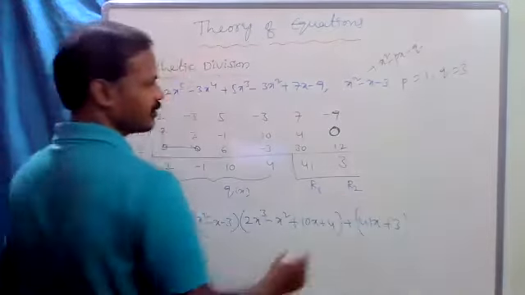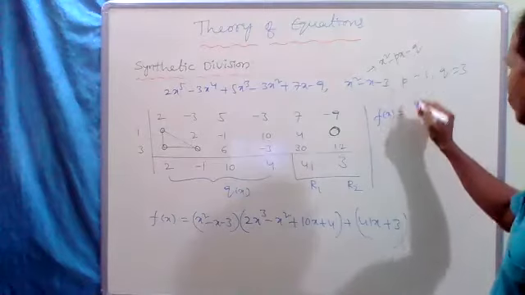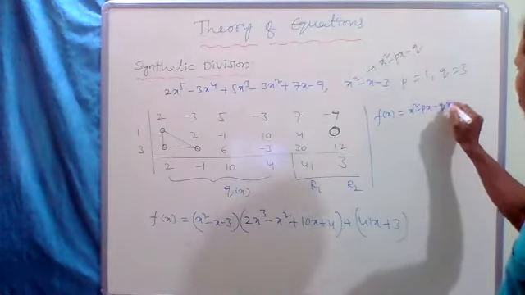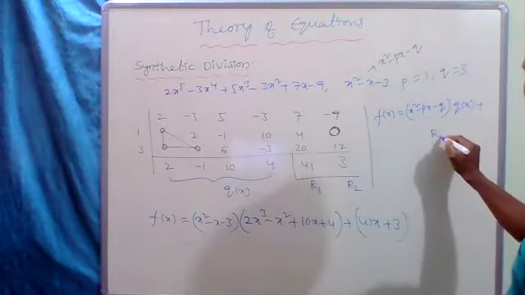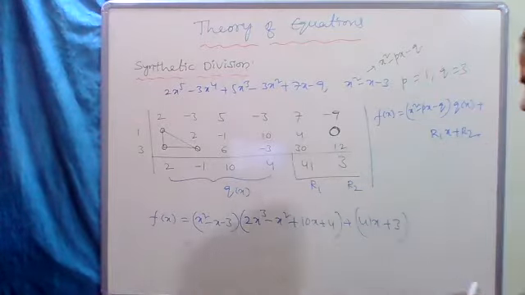Plus 41x plus 3, which is r1x plus r2. What is our expression? f of x equals x square minus px minus q into q of x plus r1x plus r2. So this is our expression. Okay?